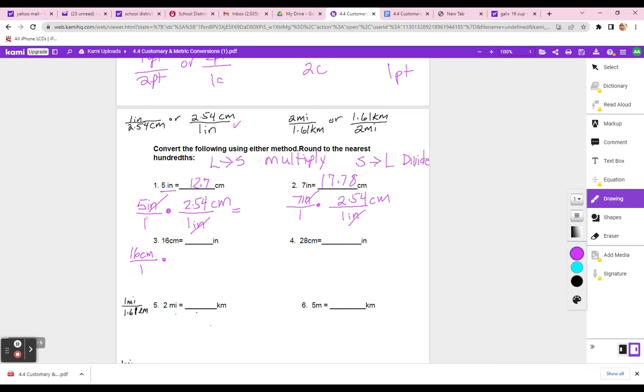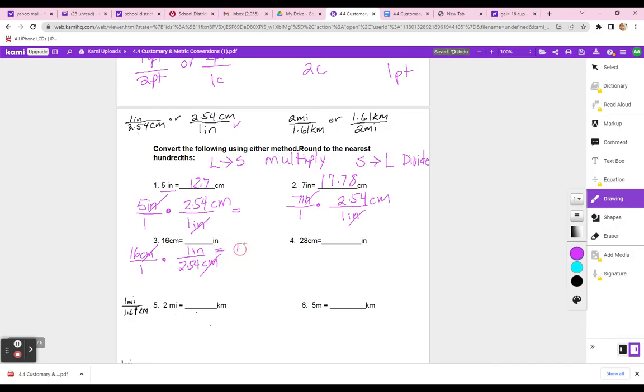I want to divide out the centimeters. Okay, I want to go from centimeters to inches. So the centimeters have to be on the bottom because I want to divide out centimeters. So I'll use this conversion factor because it has centimeters on the bottom. So 2.54 centimeters on the bottom, and on top of that is 1 inch. So you see the centimeters cancel out. We've converted from centimeters to inches now.